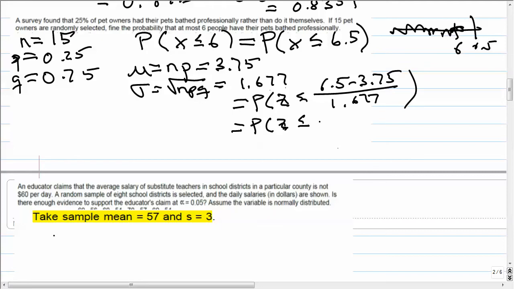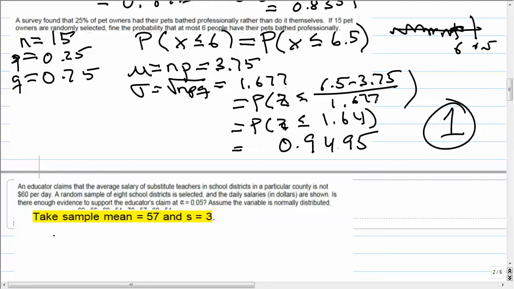Z less than or equal to 1.64. And when you look this up in the table, and this is the way the table works, you get 0.9495. In my answer page, I have a 1. I messed up on the calculation here, and I caught myself. So that is incorrect on the answer page, and I might try to fix it. But anyway, the answer to this particular problem is 94.95%. All right, anyway, let's move on.